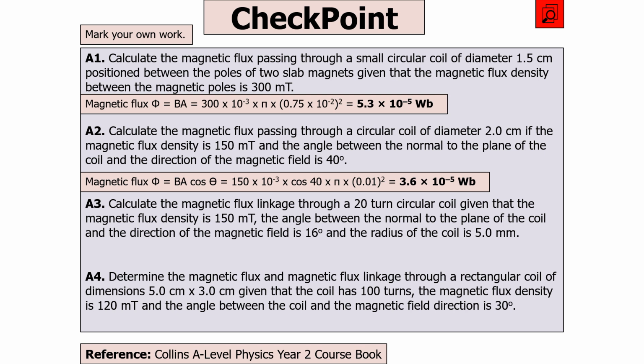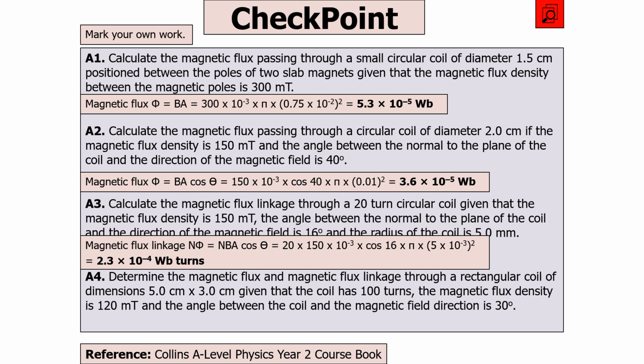5 Webers. Our flux linkage is BAN cos theta. So once again, we convert our milliteslas into teslas, 150 times 10 to the minus 3. We've got cos 16 for our angle, and we've got our area to be pi r squared. Now again, we have been given a radius, so that's fine, but it's in millimeters, so we need to turn it into meters, so it's 5 times 10 to the minus 3. So our answer is 2.3 times 10 to the minus 4 Weber turns.